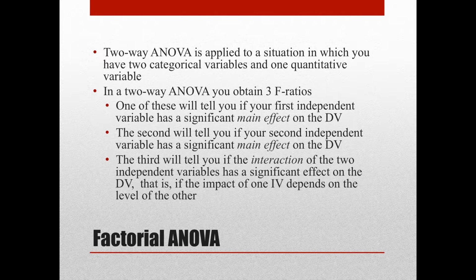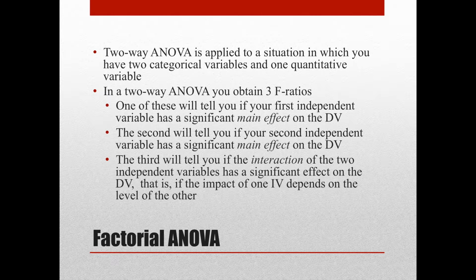ANOVA. Two-way ANOVA is applied to a situation where you have two categorical variables and one quantitative variable. So remember, the two categorical variables are referred to as our independent variables, and the quantitative variable is our dependent variable. So we're taking a quantitative measurement and we're looking at the differences across two layers, the first categorical variable and the second. Well, guys, in a two-way ANOVA, these things get a little confusing because you have three F ratios that you look at.